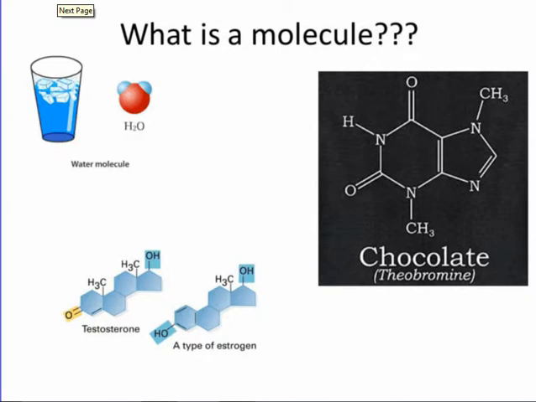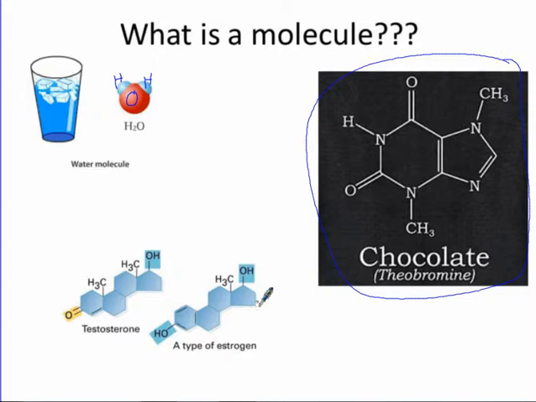First, what's a molecule? Because we're going to be using molecules now. Here's a couple examples. Here's a water molecule. 1 oxygen, 2 hydrogens hanging out. Chocolate, theobromine, essentially. This is what makes up chocolate, this little picture here. And then we've got testosterone, estrogen. These are inside our body. We've heard of these. These are also molecules that exist throughout.